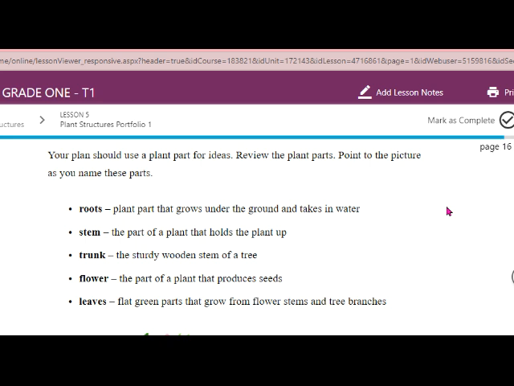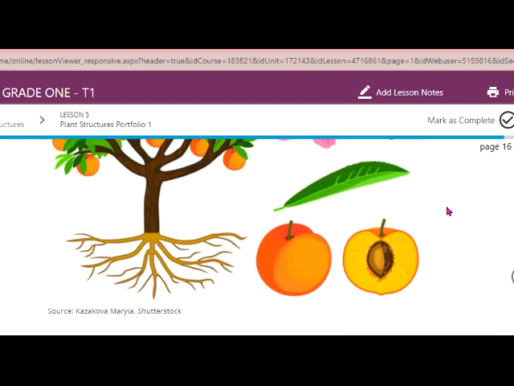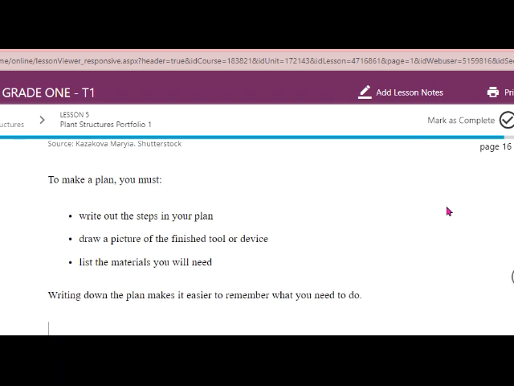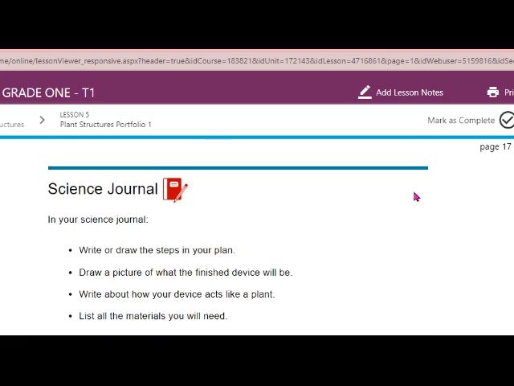A flower is the part of a plant that produces seeds, and leaves are flat green parts that grow from flower stems and tree branches. So consider all of these different parts when you're thinking about how you could solve your problem. To make a plan, you must write out the steps in your plan, draw a picture of the finished tool or device, and list the materials that you will need. Writing down the plan makes it easier to remember what you need to do. So in your science journal, that's your next step, right? We're on the design step.